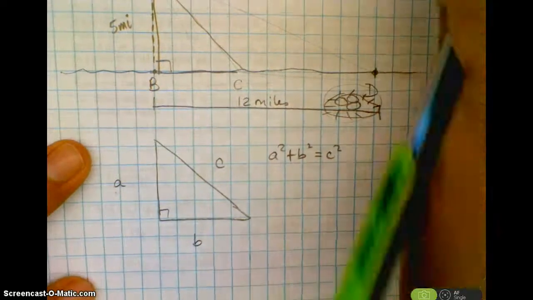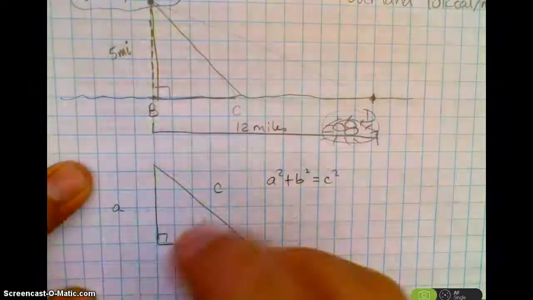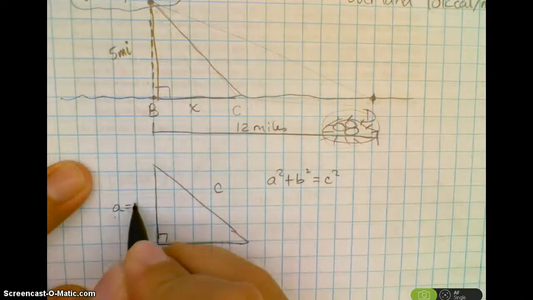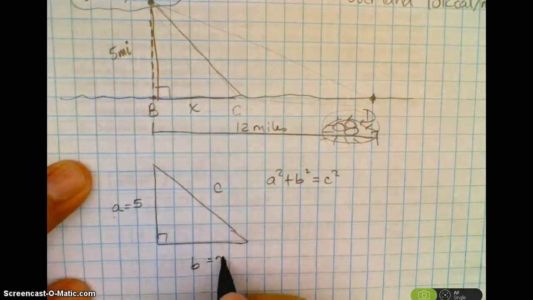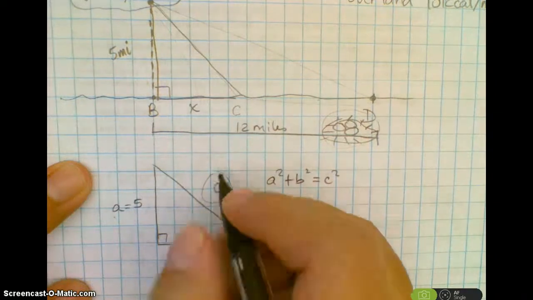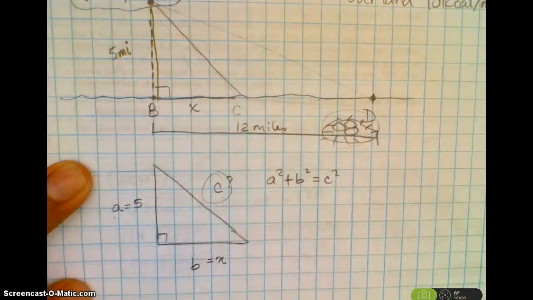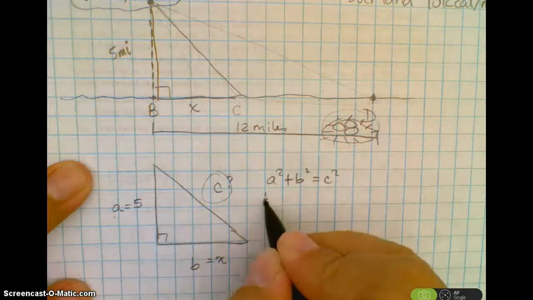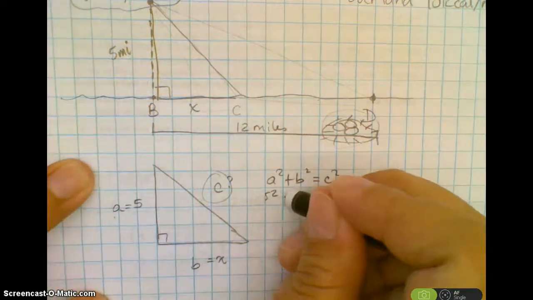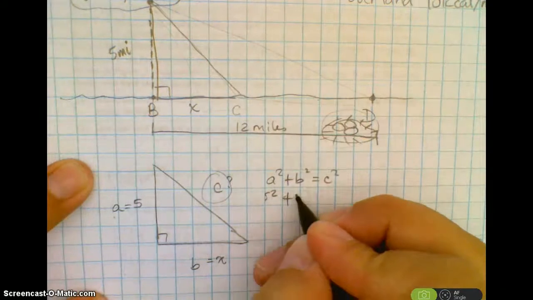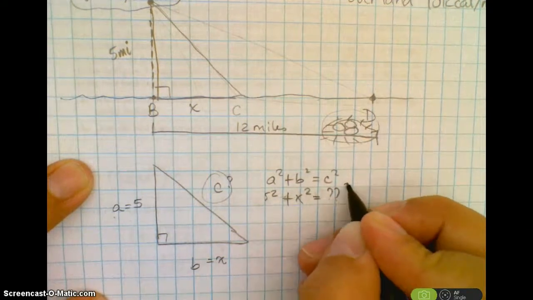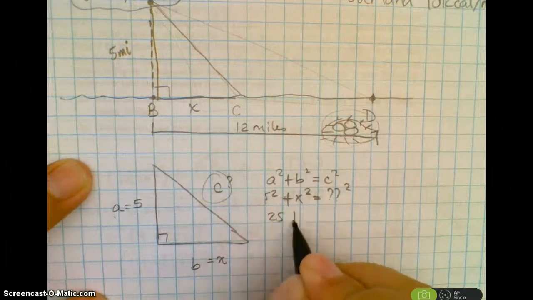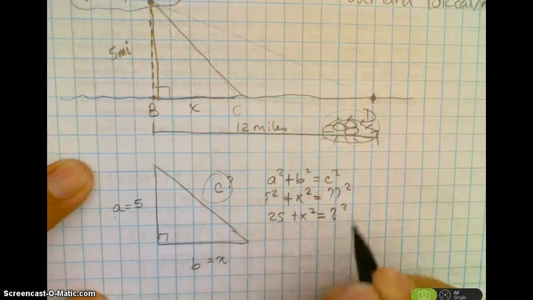Relating this right triangle to the one on the picture, I'm going to call the distance that I'm trying to find X. So A is 5, B is X, and C, I don't know, so I'm just going to call it question mark. Replacing those values, I have 5 squared plus X squared equals the unknown squared. And then 5 squared is 25, plus X squared equals the unknown squared.